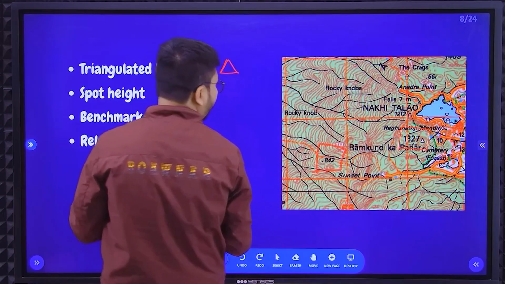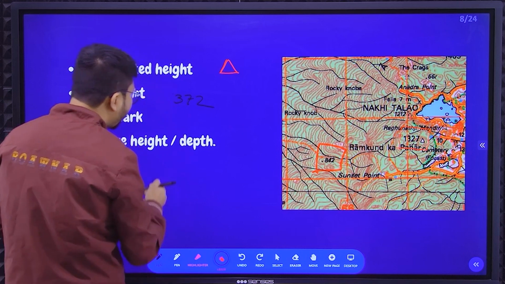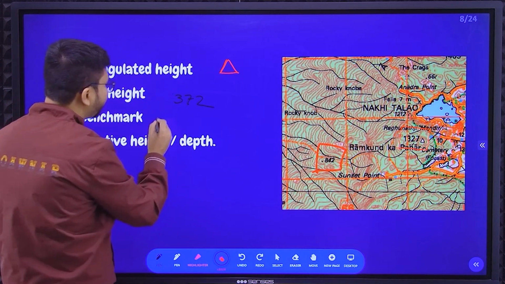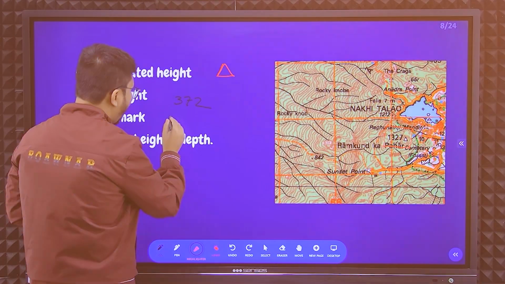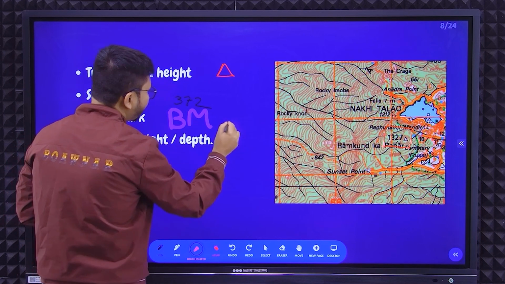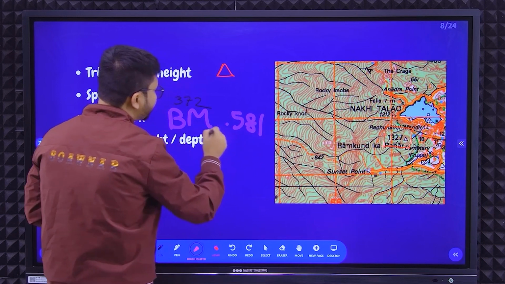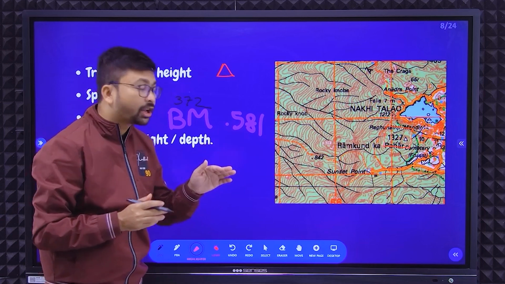Next one, benchmark. For a benchmark, you will see that along with the number, it will be written in black, and along with the number, BM will be written. Here you can see the BM written along with the number. It will be written BM and then the number. Suppose 0.581. So it means the height of the place is 581 meters from the sea level.